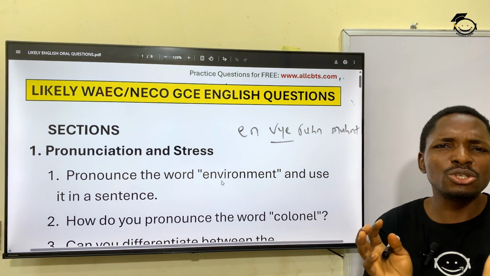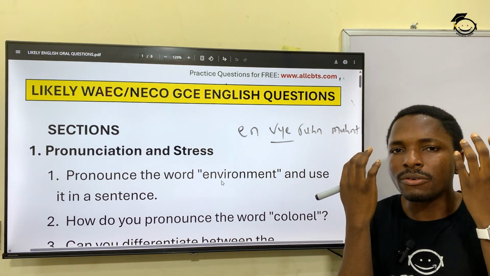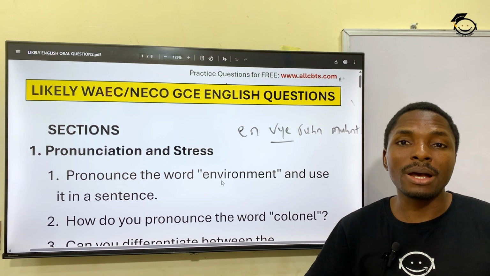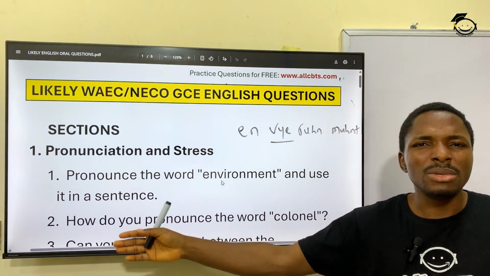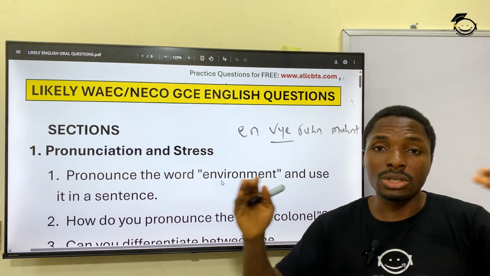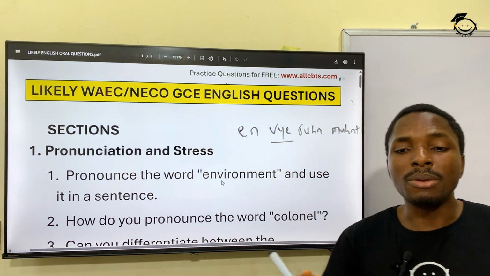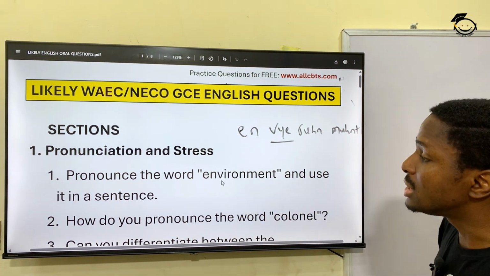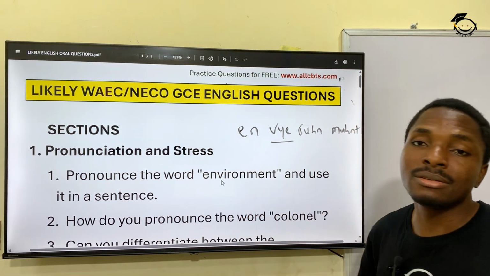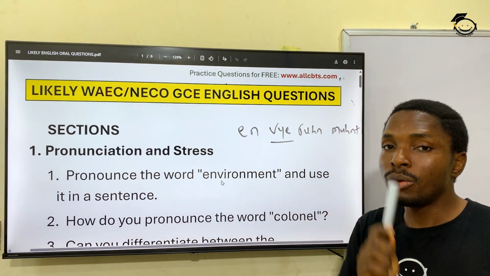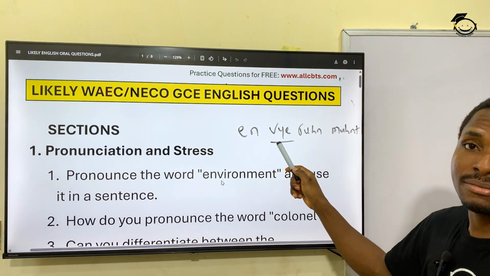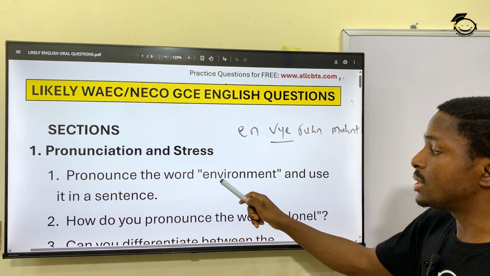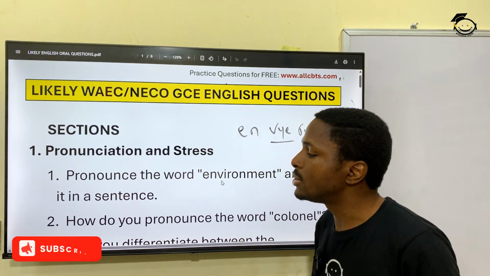Just make sure that you articulate your thought first, then you put it on paper, but make sure you keep it brief and concise. Don't make it too long. It should be not too long, not too short. So the government is implementing new policies to protect the environment from pollution. Again, where is the stress on environment? It is on va, and va is where the stress is. All right, so that's that question.